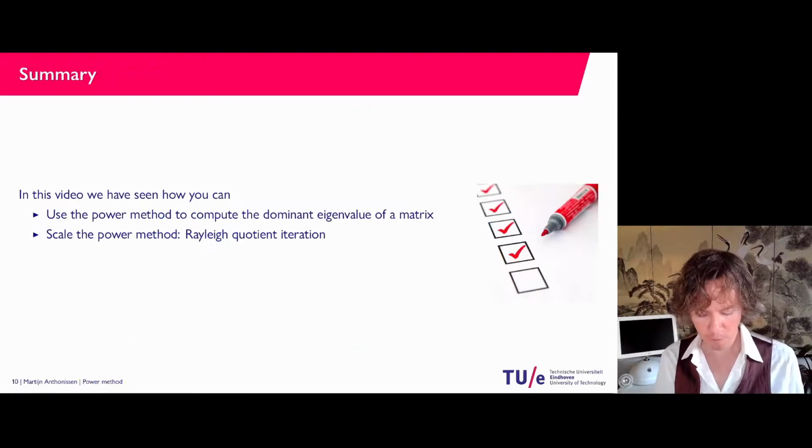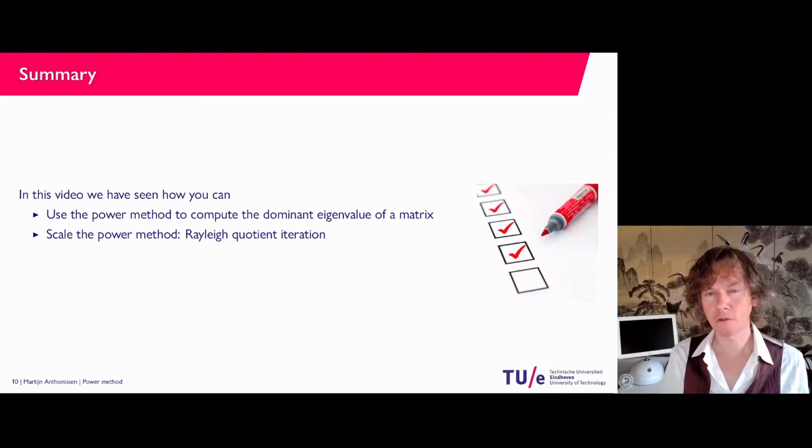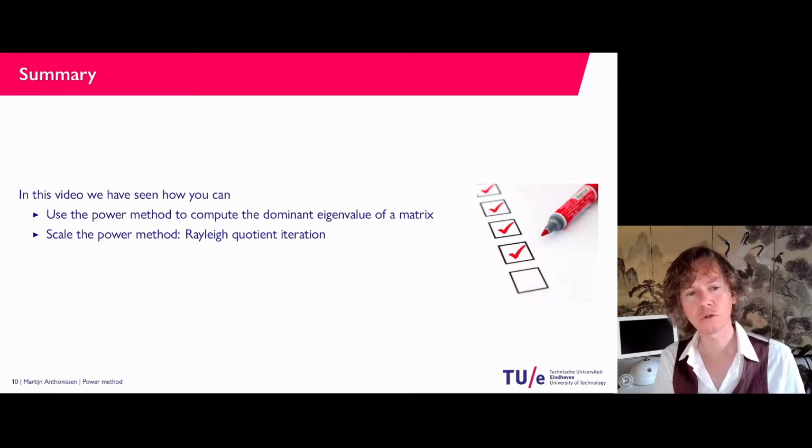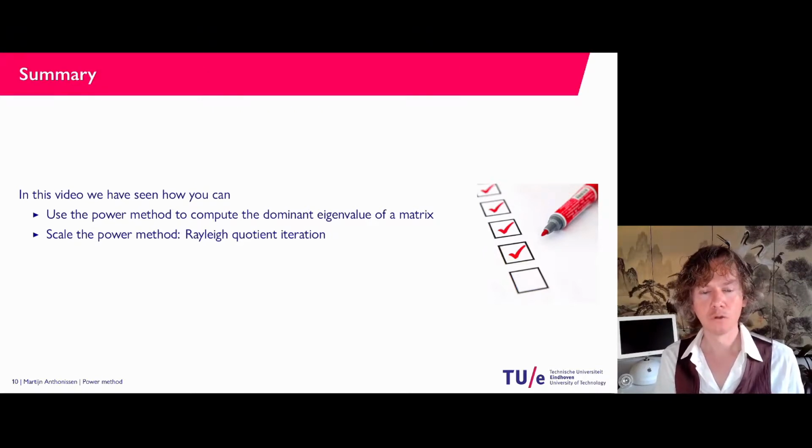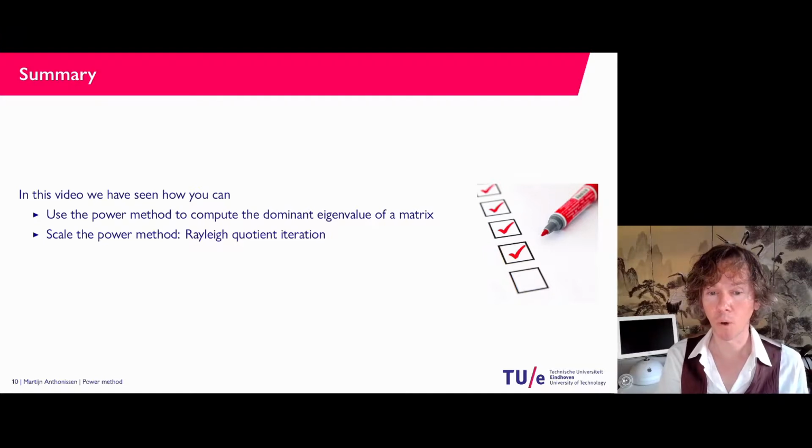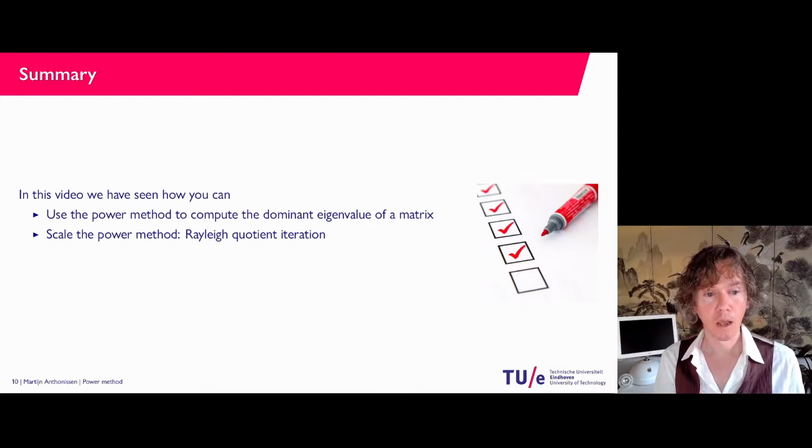So to wrap up this video, what we have seen is how you can use the power method and then preferably the scaled one with the Rayleigh quotients and with the scaling in every step where you divide by the norm of the vector to compute the dominant eigenvalue lambda 1 of a matrix. So lambda 1 is the biggest one in absolute value. And we have seen how you can use Rayleigh quotient iteration to scale the power method. And we've also seen that in that iteration, the vectors are scaled. The Rayleigh quotients you find are going to be identical.